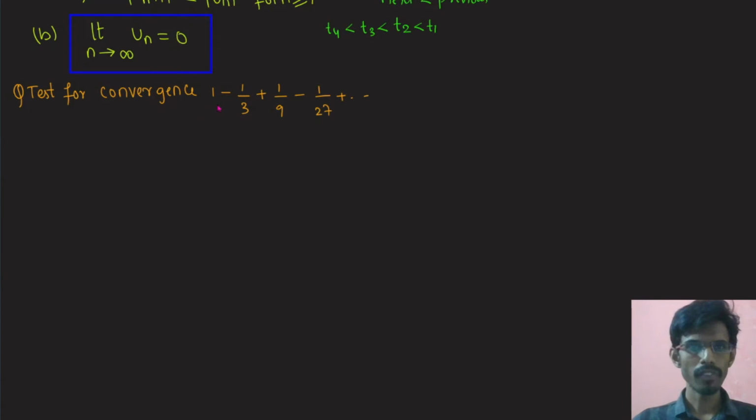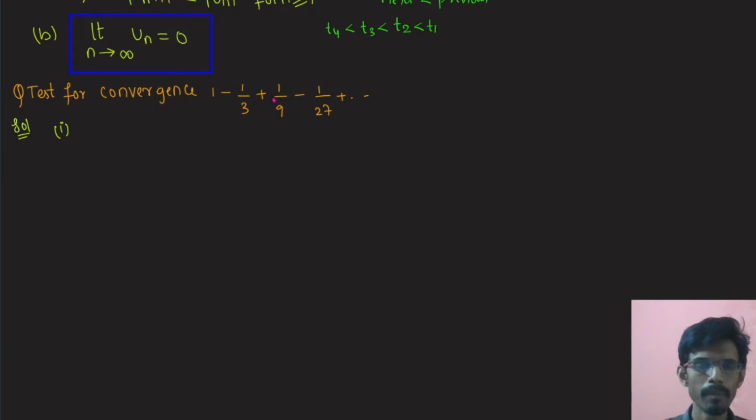Test for convergence of 1 minus 1 by 3 plus 1 by 9 minus 1 by 27. Now let us see the solution. See here we have positive sign, negative sign, positive sign, negative sign. So first, the given series is an alternating series, right? Positive, negative. Second condition: here we have the first term u1 as 1, the next term u2. u2 is less than u1, 1 by 3 is less than 1. Next we have u3, that is 1 by 9. 1 by 9 is less than 1 by 3.